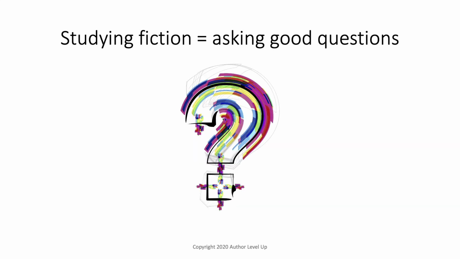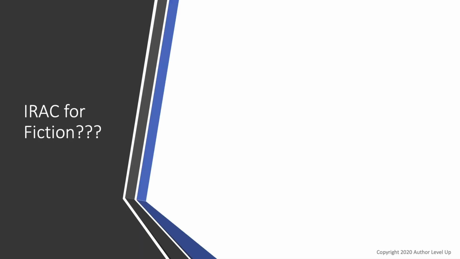Here's a radical idea. The art of learning fiction involves asking good questions. So instead of reading another book and just trying to figure out how an author did it, the art of fiction is learning how to ask good questions. So if we want to follow the techniques that I'm going to give you here, we have to start thinking in terms of questions rather than in terms of techniques. Can we do the IRAC method for fiction? I believe we can. So how do we tweak this methodology to our purposes?